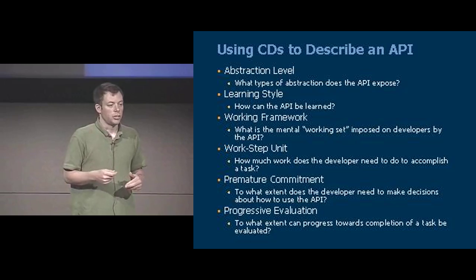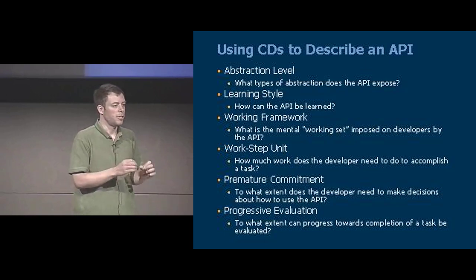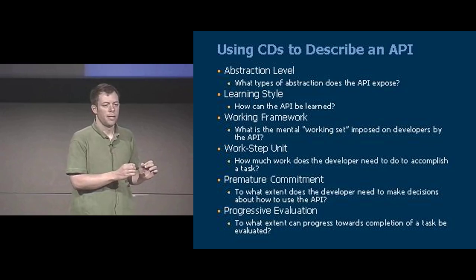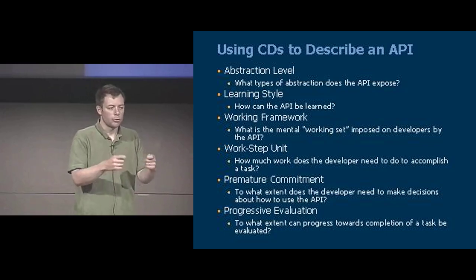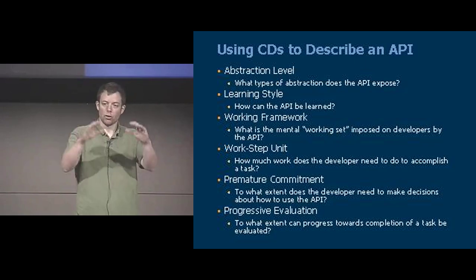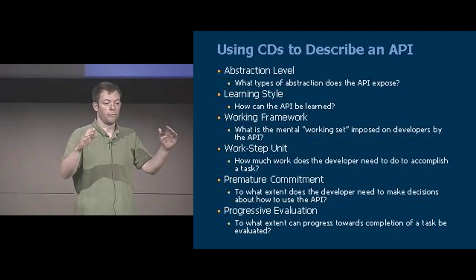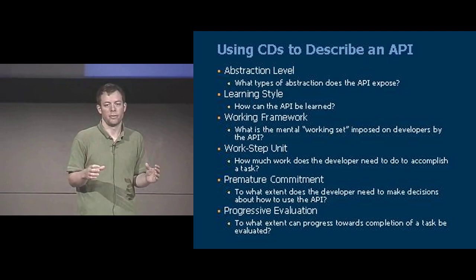The learning style dimension talks about how the API can be learned. Can somebody just learn about it from the bottom up? They learn about one class in the API, they get going with that, and then they can add on top. They can incrementally learn about the API as they go along. Or do they have to come at it top down, effectively, and learn about the whole architecture of the API, get that 10,000 foot view before they can do anything successful with it?